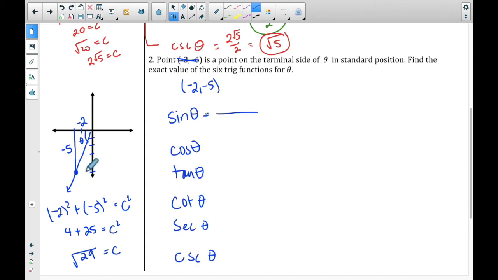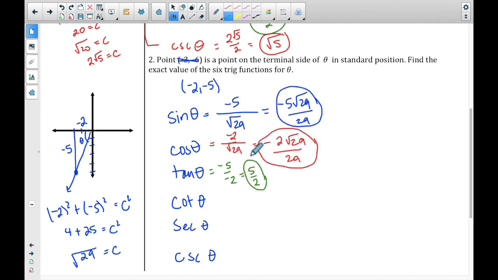Okay, so sine, opposite over hypotenuse. Why don't you take a second right now? You come up with these first 3. Make sure you rationalize your denominator. All right, for your sine, cosine, tangent: sine, opposite over hypotenuse. Make sure you rationalize your denominator. Negative 5 radical 29 over 29. Cosine, adjacent over hypotenuse. Rationalize the denominator, 2 radical 29 over 29. That's a negative. And tangent is 5 over 2.